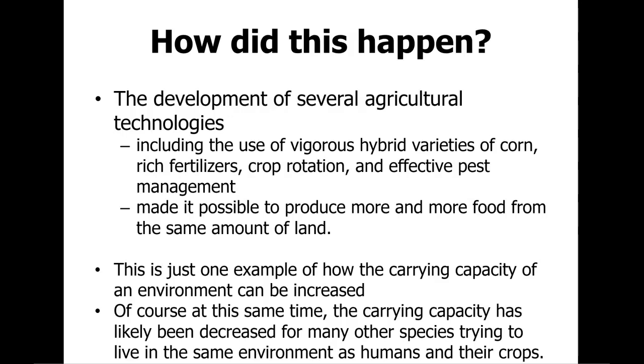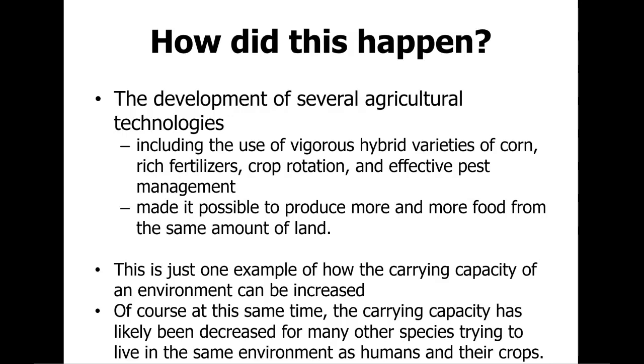So how did this happen? Well, the development, like we said, of several agricultural technologies. These include vigorous hybrid varieties of corn. Remember, we selectively bred, so we could have different variants of corn that survived in better conditions, that were able to withstand things like drought and pesticides, and then we even were able to genetically modify those things later on.